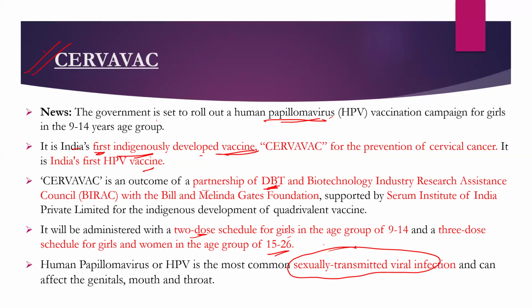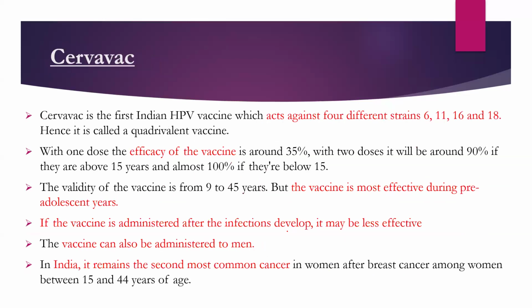Okay. So remember this aspect. Now, when we talk about Cervovac, it is known as quadrivalent vaccine. The reason is it is able to combat 4 different strains of HPV here. Okay, and this vaccine can also be administered to men. And in India, this is a major cause of concern because it remains the second most common cancer in women.